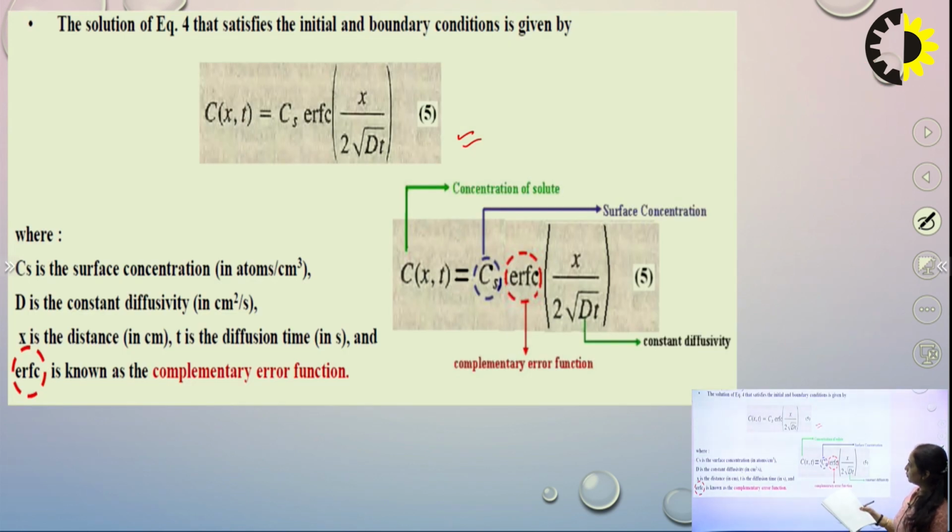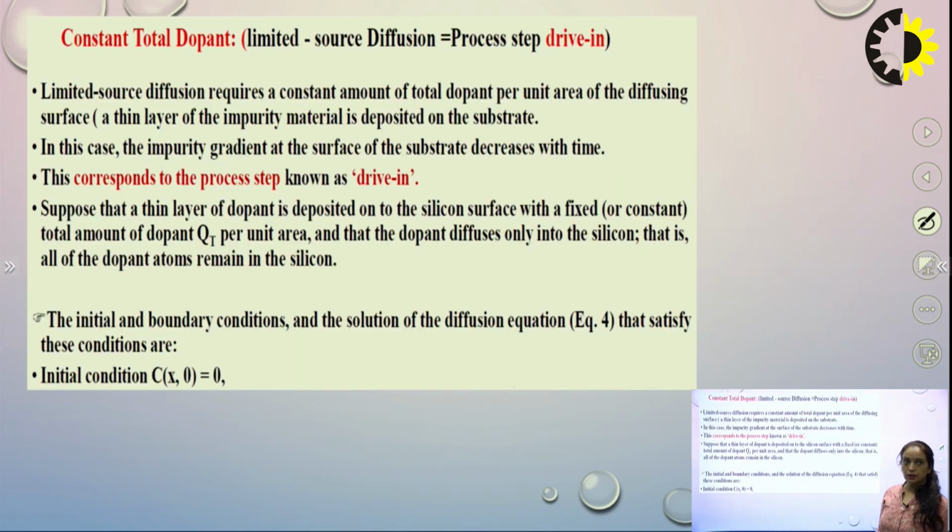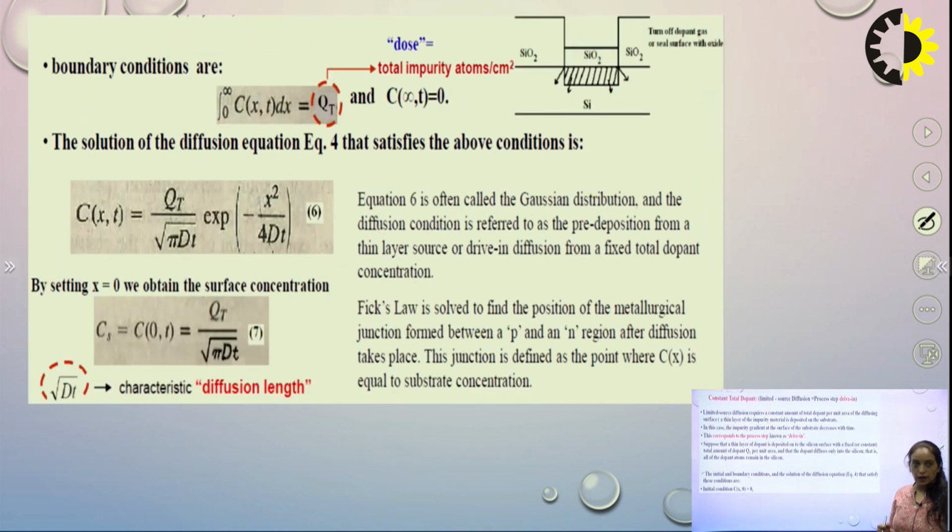Okay, so these equations are calculated from here. So this is the explanation of these equations. So next is the constant total dopant. If your source is now limited, right? Once all the gases are present inside the chamber, switch off those gases. Now we have the limited source. That process is known as the drive-in process.